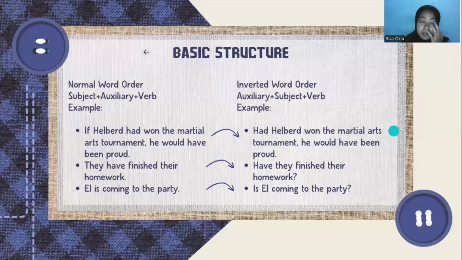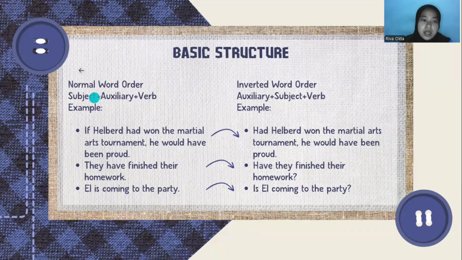And this is the sample from basic structure. In the normal word order, the rule is subject, auxiliary, and last verb. In the inverted word order, it is auxiliary, subject, and verb. I give the example from this basic structure. If Halbert had won the martial art tournament, he would have been proud. If I switch to inverted word order, it becomes: had Halbert won the martial art tournament, he would have been proud.